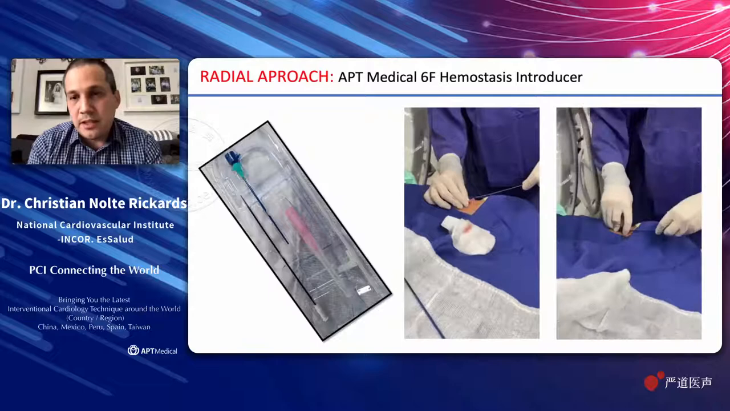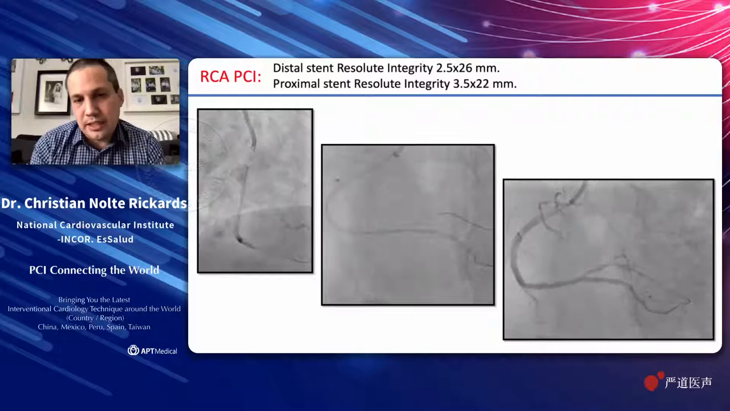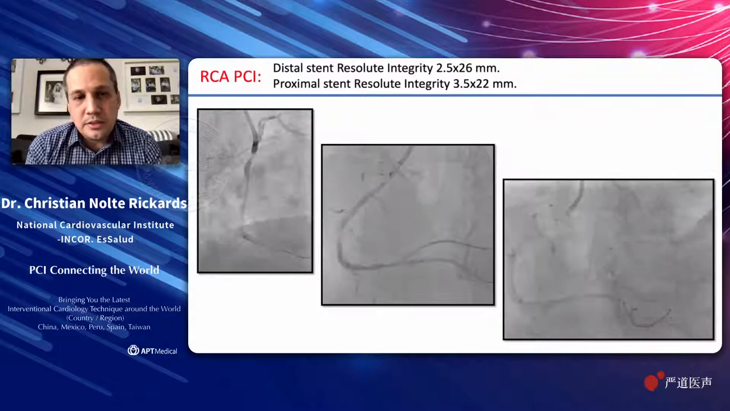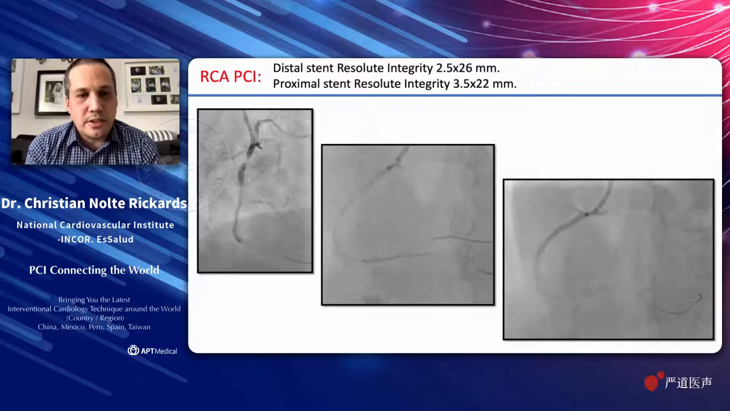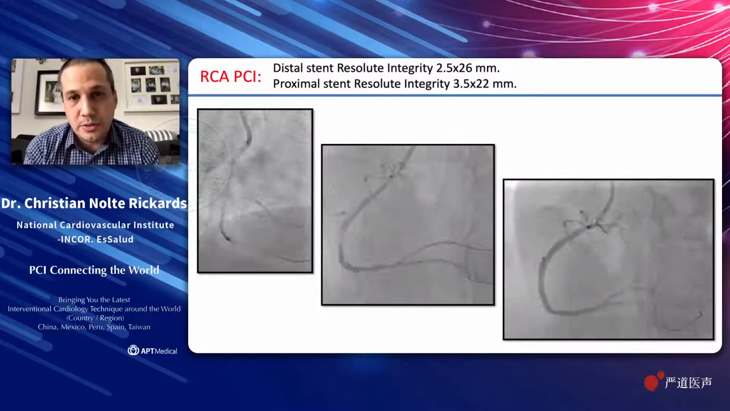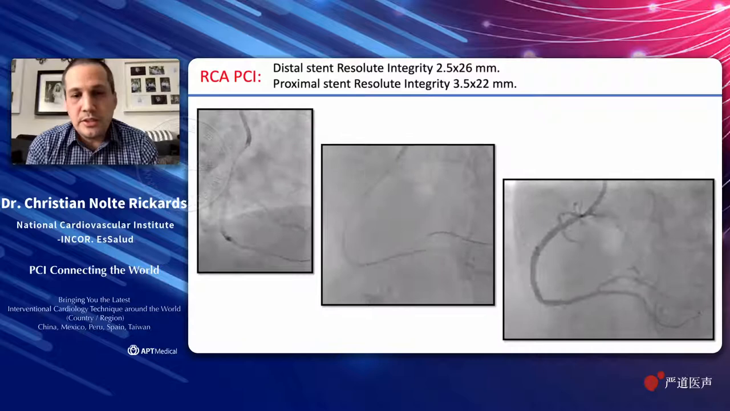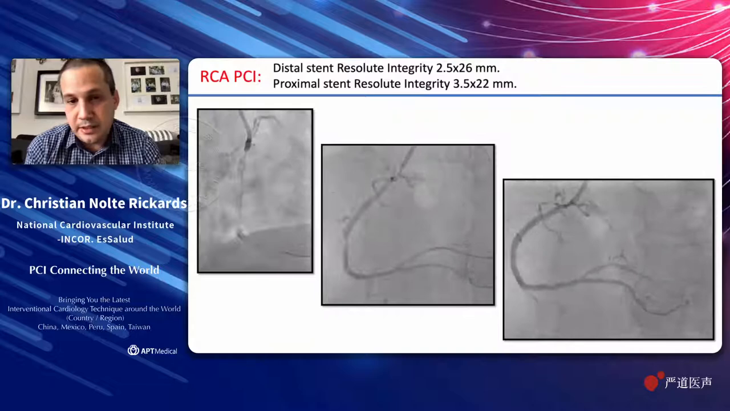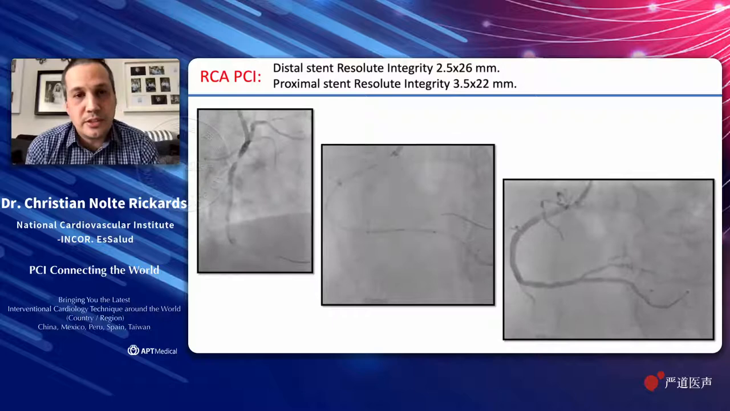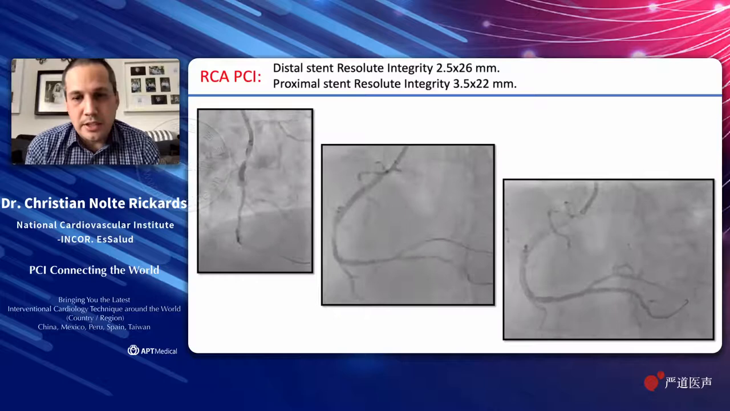So we went in with, although those images weren't of this patient, that introducer. And we made a straightforward angioplasty of the RCA. We used a Resolute Integrity 2.5 by 26 millimeter in the distal segment of the right coronary artery, just into the PDA using a provisional technique. And we used a Resolute Integrity 3.5 by 22 on the mid segment of the RCA. And you can see the result of that angioplasty on the left side.